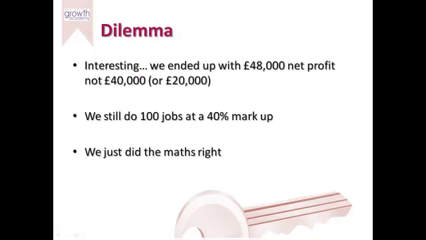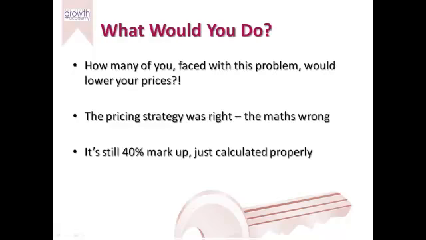Oh, okay, we have a bit of a dilemma here, don't we? We've ended up with £48,000 profit. I thought we were trying to get to £40,000 profit, and actually before we had £20,000 profit. So we've taken our profits from 20,000 to 48,000, not 40,000. We're still doing 100 jobs, and it's still a 40% markup. It's just we're doing the maths right now.